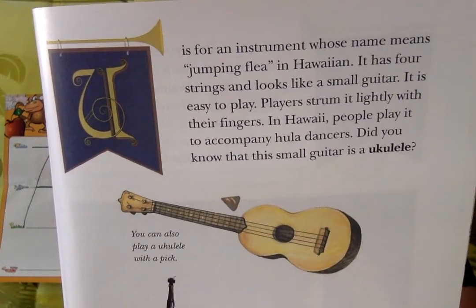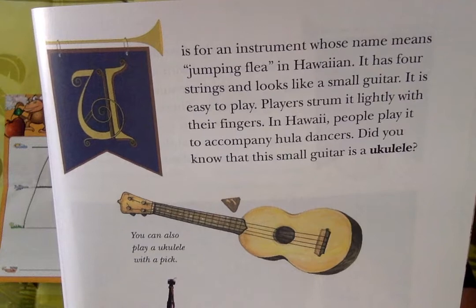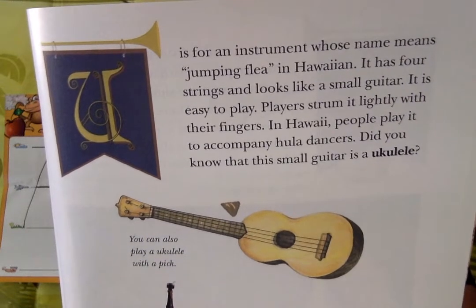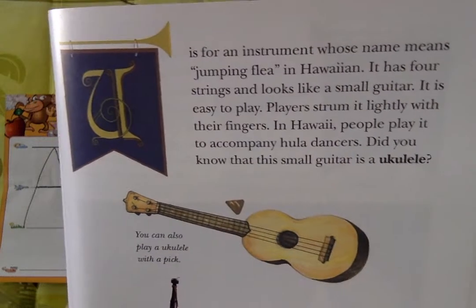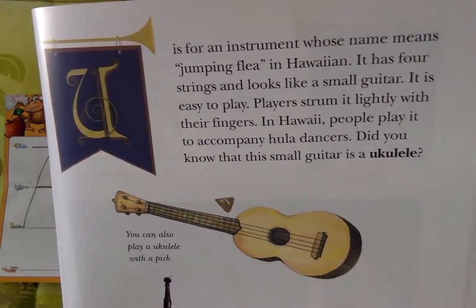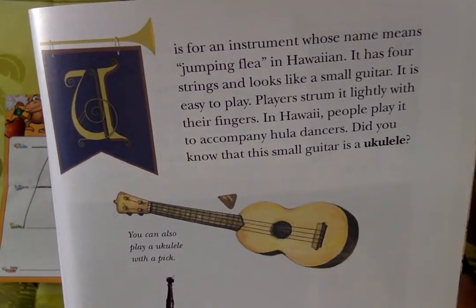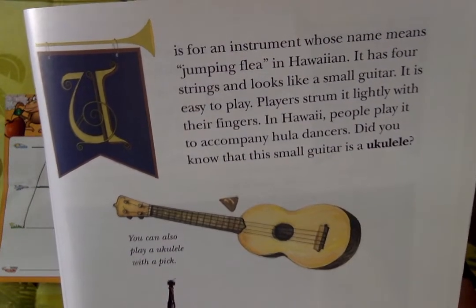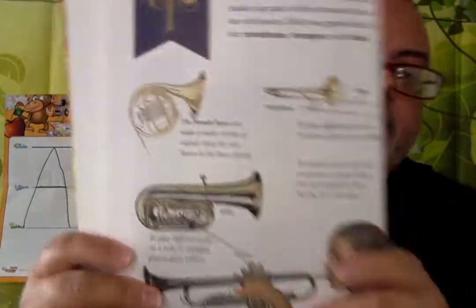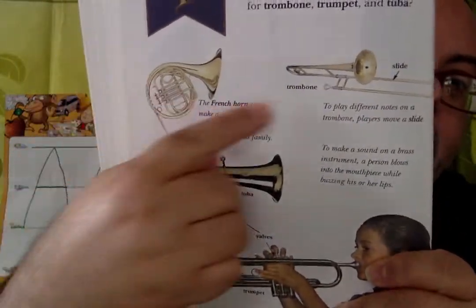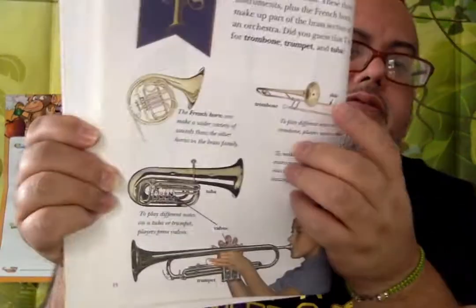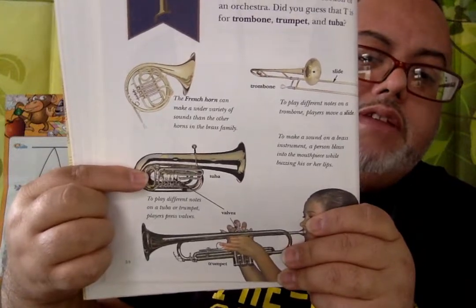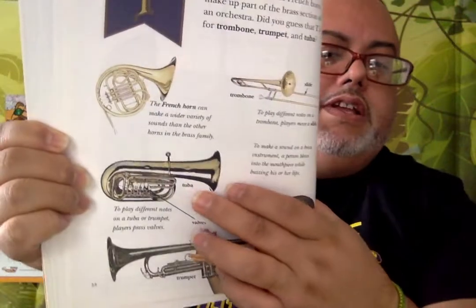T is for three instruments that are made of metal called brass. These three instruments plus the French horn make up part of the brass section of an orchestra. Did you guess that T is for trombone, trumpet, and tuba? Well, here they are. Look. French horn. Here goes the trombone. Here goes the trumpet. This is the trumpet. And this is the tuba. Tuba is real big.